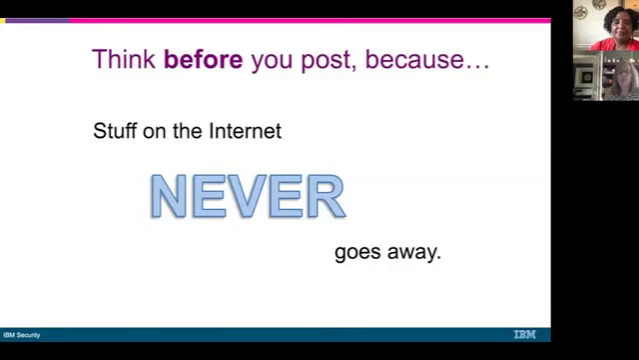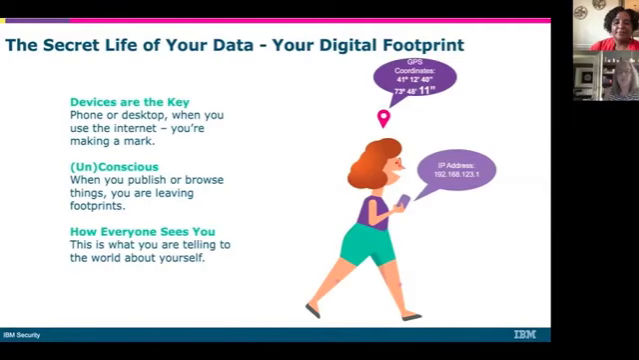All right, moving ahead, Evelyn. So along with things that you volunteer, so that you consciously post onto the internet, there's also little bits and pieces that are left behind as you use social media and browse the internet. Some of the things you volunteer, like stuff you post on Instagram.